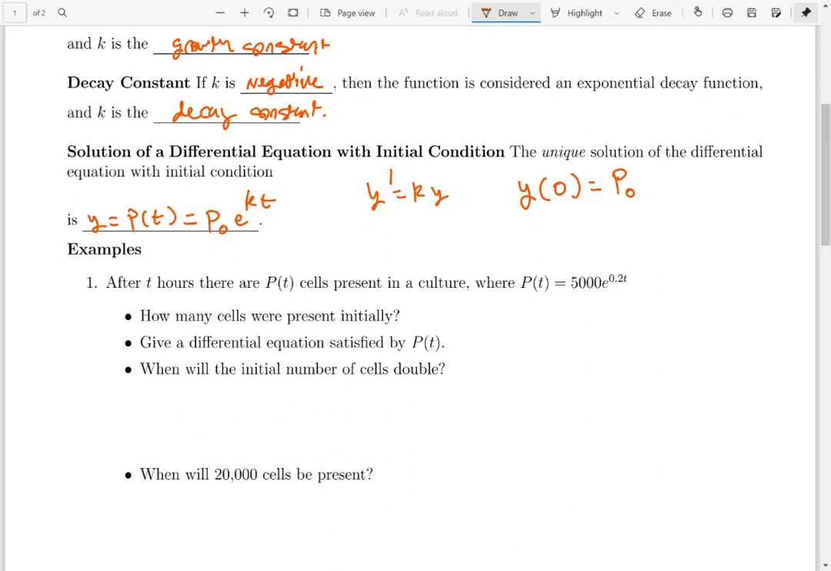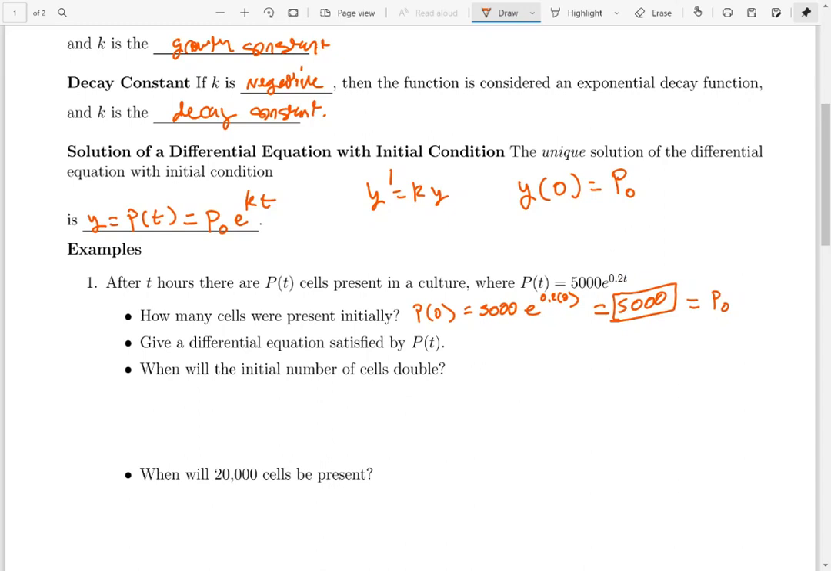Let's ask how many cells were present initially. That is, what was the initial population of the cell culture? Well, I claim that P naught is that answer, but how can you do that? If you know that t is time, and you say, what is P of 0? P of 0 is then going to be 5,000 times e to the 0.2 times 0, and e to the 0 is just 1, so that's just going to be 5,000. So initially there were 5,000 cells in that culture. We plugged in P of 0, and so this is our P sub 0, or our P naught.